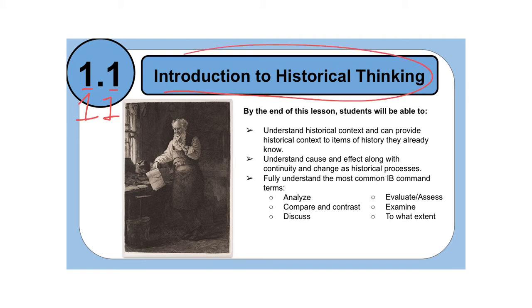Our lesson title is Introduction to Historical Thinking, and here are our lesson objectives. By the end of the lesson today, you should be able to understand historical context and provide historical context to items of history that you already know. You should also be able to understand cause and effect along with continuity and change as a historical process. And you will also become familiarized with more of these IB command terms: analyze, compare and contrast, discuss, evaluate and assess, examine, and to what extent.